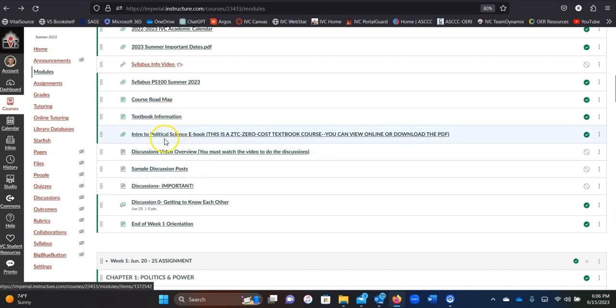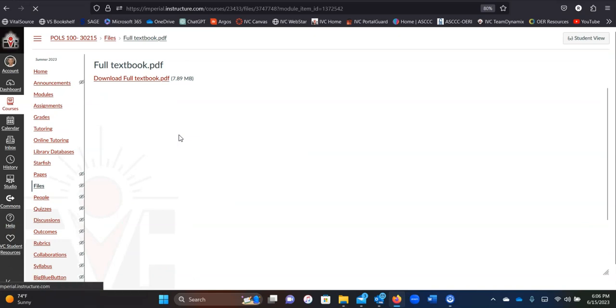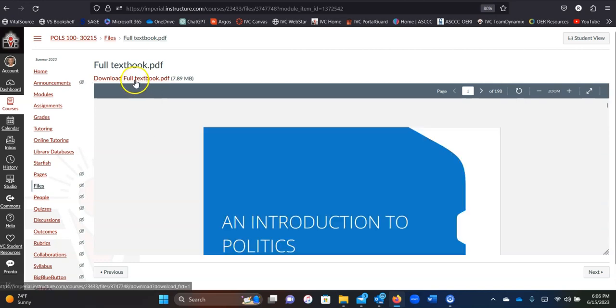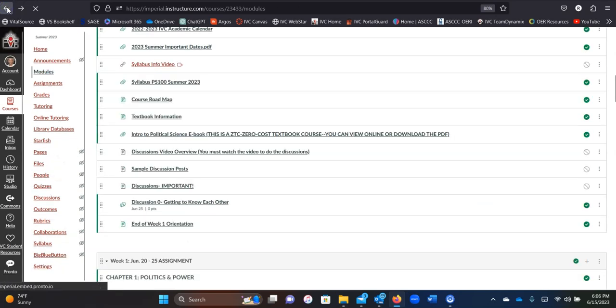And then the textbook information just gives you a general outline of the textbook. And then here is the most important thing for you, which is the textbook itself. As I've told you before, the textbook is available directly to you here online in Canvas, and you can also download the PDF of the textbook. So it is a zero cost textbook to you. You can save the chunk of money that you would normally be spending on that.